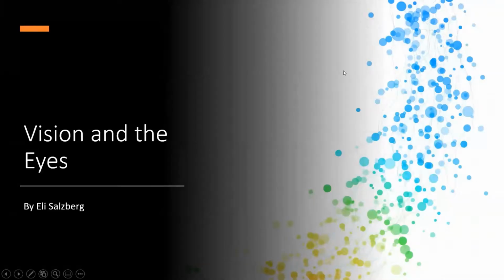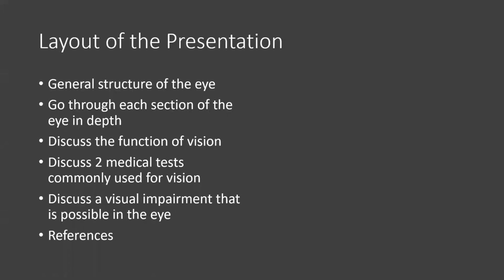Hello. Today I'm going to be discussing eyes and their role in vision. Throughout this presentation, I'm going to go through the general structure of the eye, each specific section of the eye, and the general function of vision. I'm going to point out two specific medical tests and a single visual impairment that normally affects the eyes.